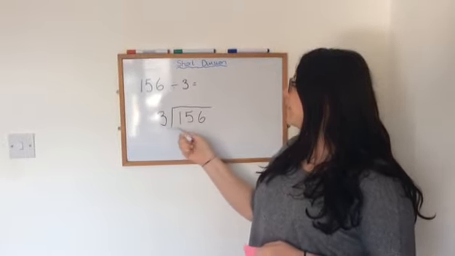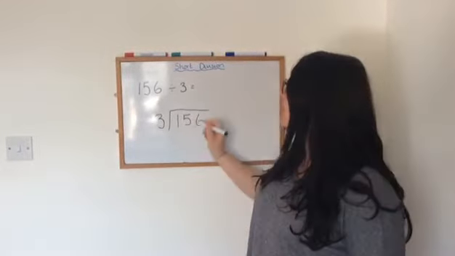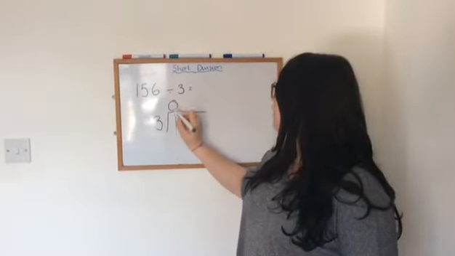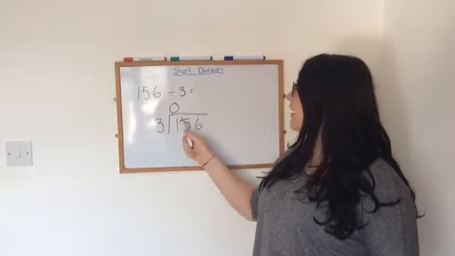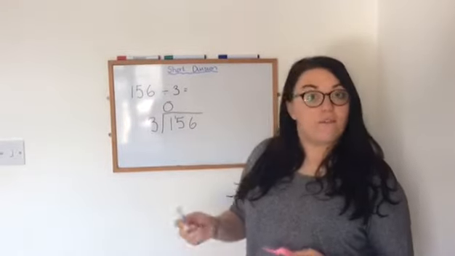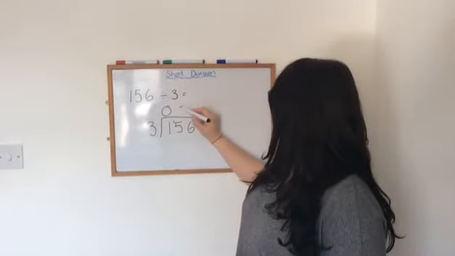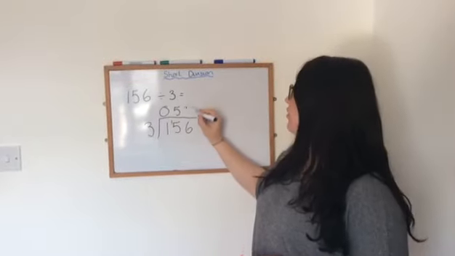So, how many 3's go into 1? That's impossible because 1 is smaller than 3. So it's a 0. You have 1 left over, so you carry it over. That now makes 15. How many 3's go into 15? 5. And how many 3's go into 6? 2.